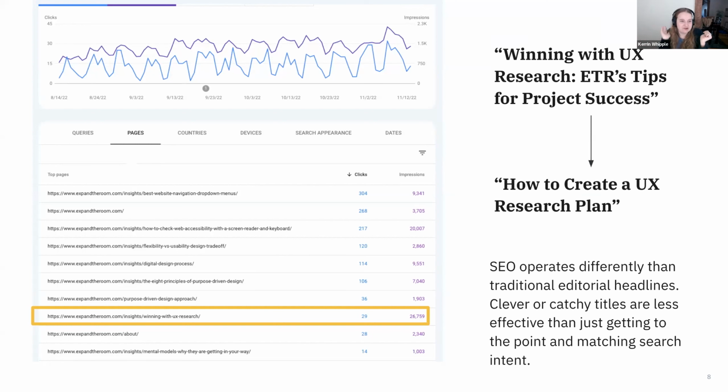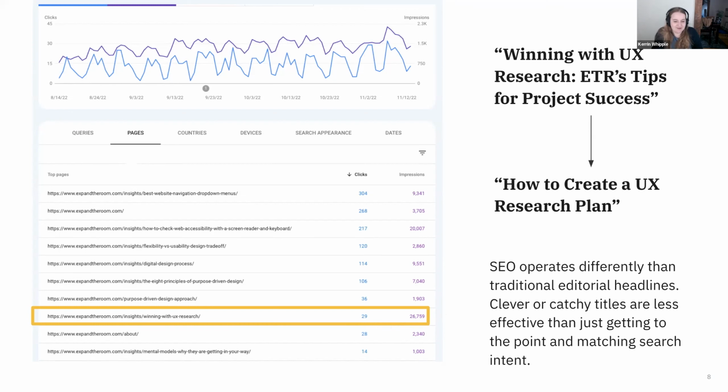Sometimes when you launch an article, in the query section you can look at the difference between impressions and clicks on this article. This article is succeeding in showing up in search results, 26,000 impressions in the past 3 months, but only 29 clicks, compared to this article, the screen reader one, which has 20,000 impressions and 200 clicks. We want to close the gap there.